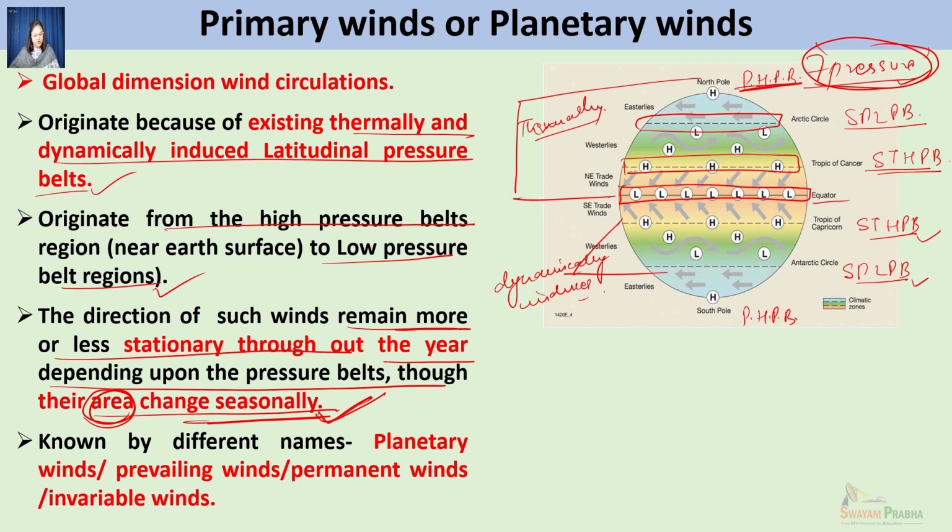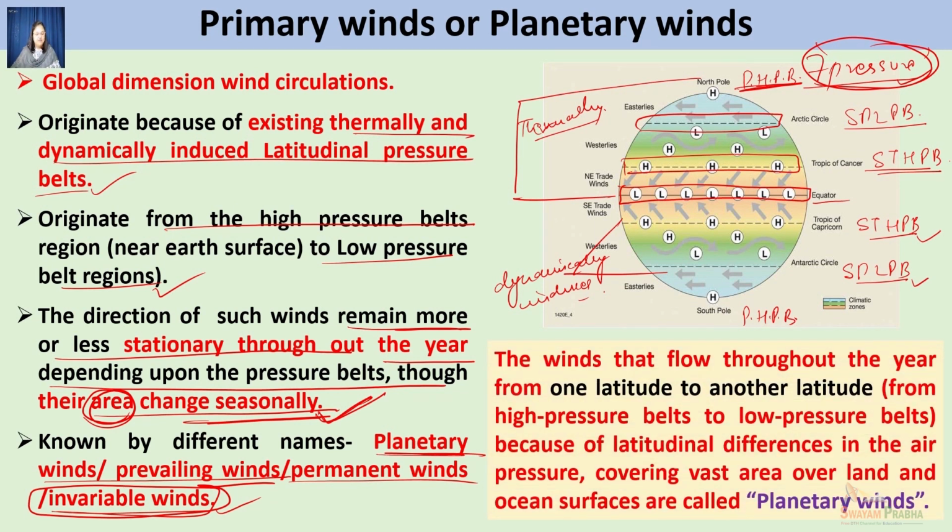So these winds are known by different names. They are named planetary winds, primary winds, prevailing winds, permanent winds, or invariable winds, because they are more or less permanent in nature. They blow throughout the year and their circulation is permanent. They are not variable in nature. They are constant in nature. They are constantly blowing, so they are called invariable winds also.